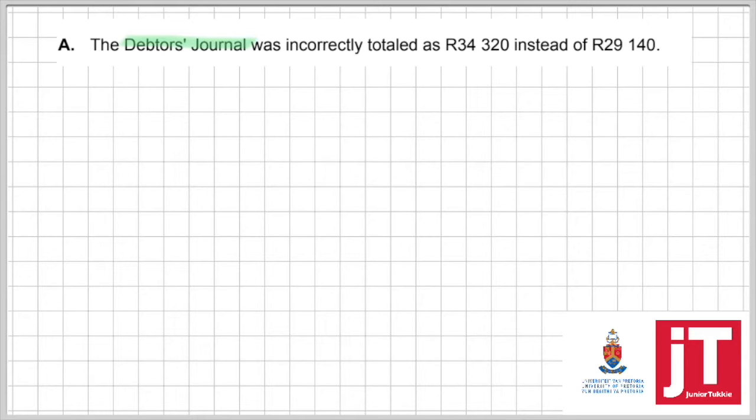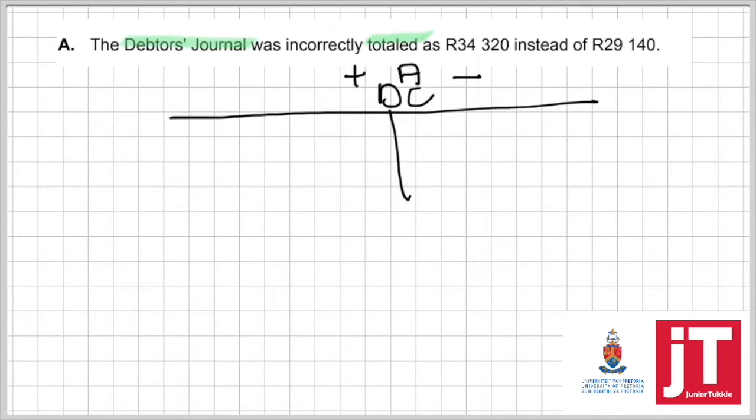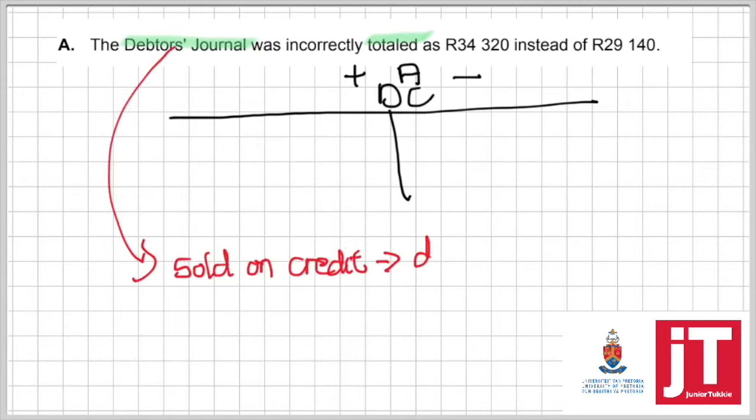So looking at the first transaction, number A, the debtors journal was incorrectly totaled as 34,320 instead of 29,140. So here they're specifically talking about the journal, which means we need to correct it in the control account. Nowhere do they mention any individual's account. Debtors journal means that we've sold goods on credit, which means the debtors control account should be debited.